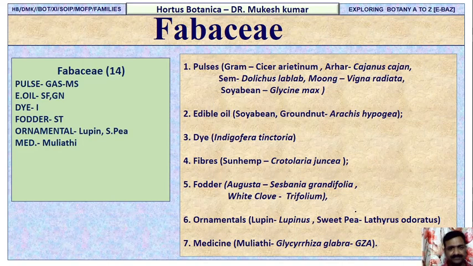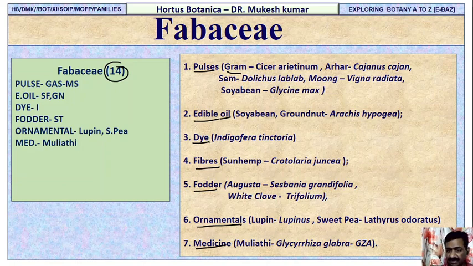So let's see. Total here we have 14 examples. Right now, what we have? We have pulse, edible oil, dye. Okay. Then we have what? Fibers, fodder, ornamental, and medicines. Here we have gram, Cicer arietinum, arhar, Cajanus cajan, Dolichos lablab, moong, Vigna radiata, then soybean, Glycine max. So these are the scientific names.